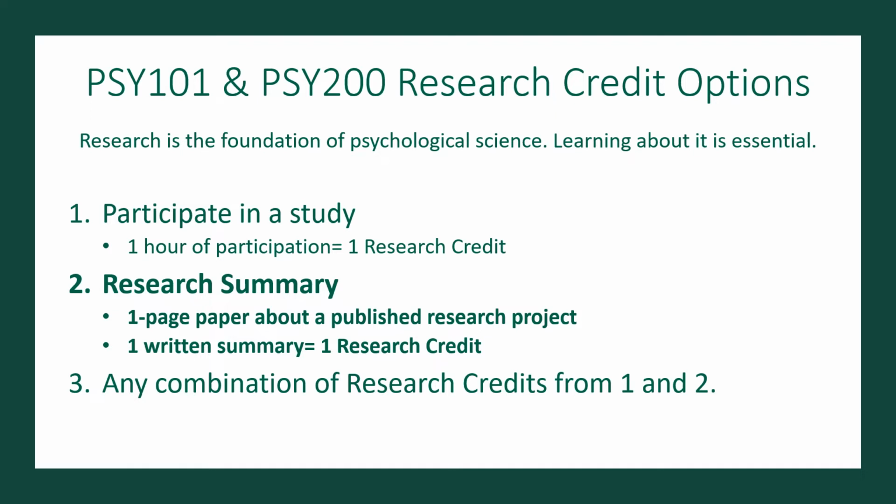But an alternative option is to write a one-page paper about a published research project. With this option, for each written paper you submit, you'll earn 1 research credit. And in fact, a third option is that you can do some combination of research participation and the alternative written research summary papers. Here's how you can do these research summary papers.